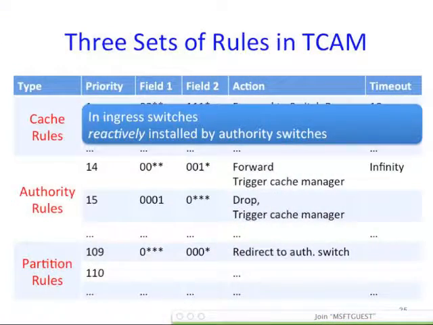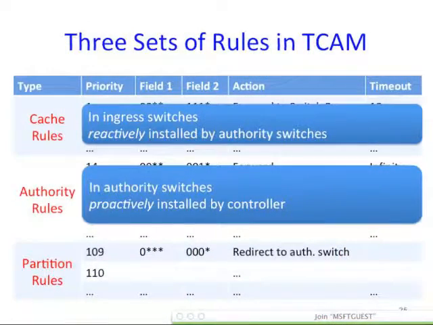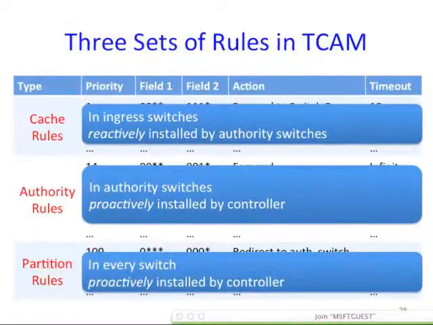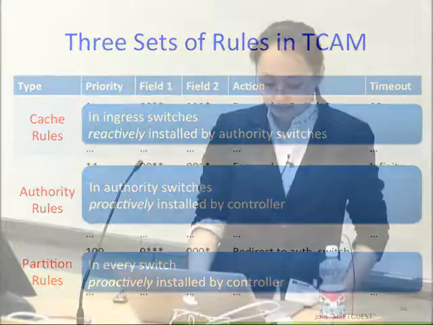So the first set of rules are cache rules that exist in the ingress switch and are reactively installed by the authority switches. And then the second set is authority rules that exist in authority switches and are proactively installed by the controller. Finally, there are partition rules that exist in all the switches and are proactively installed by the controller.